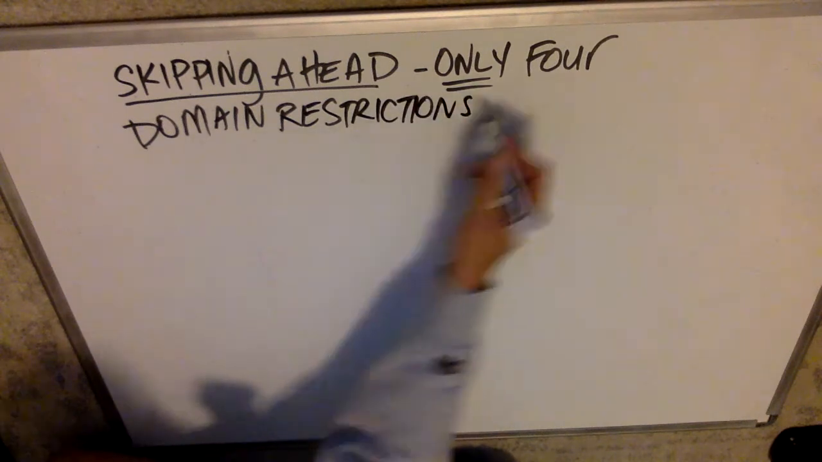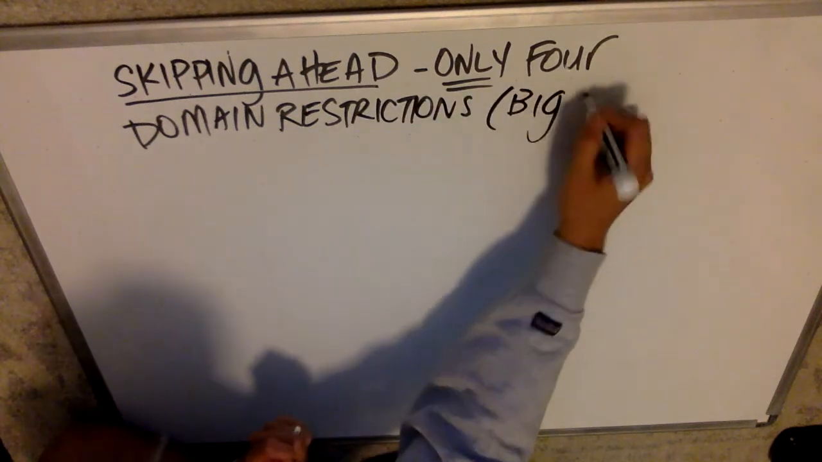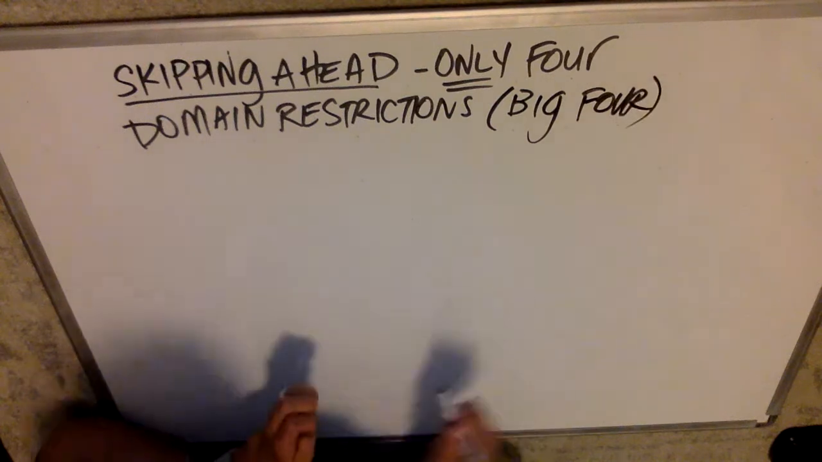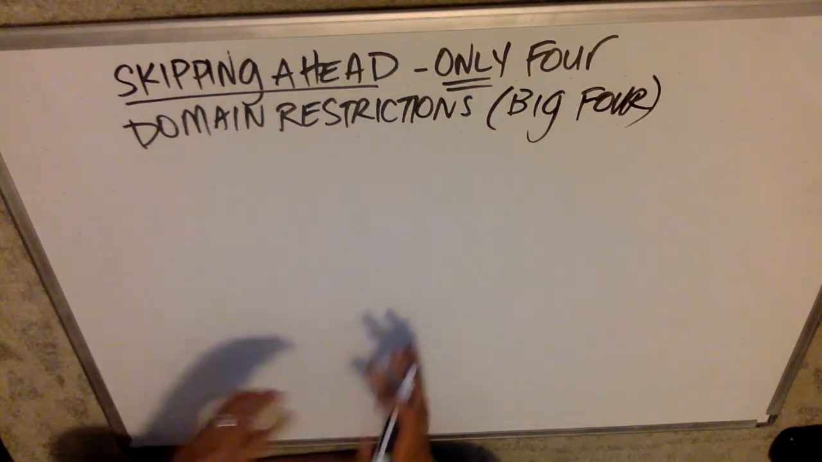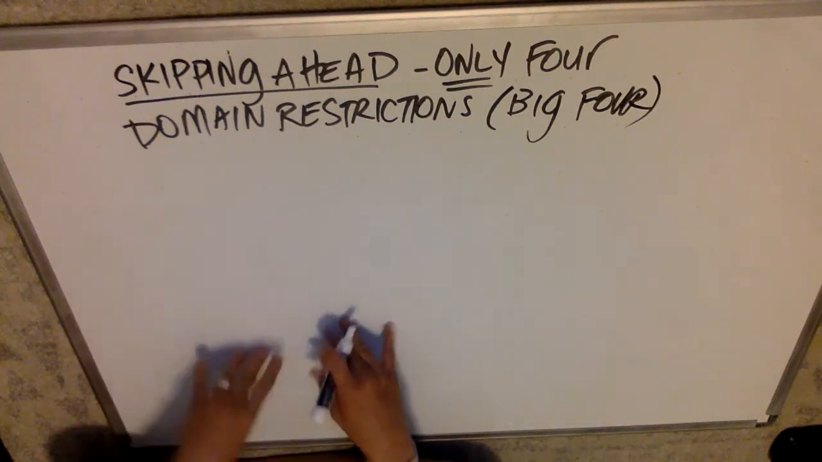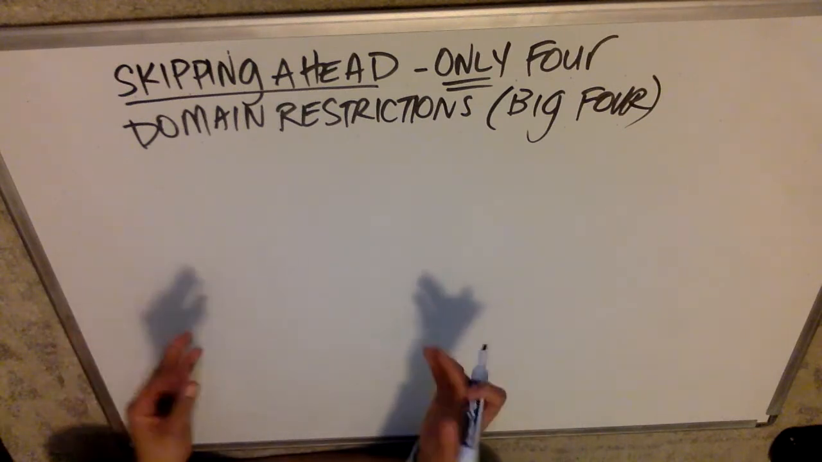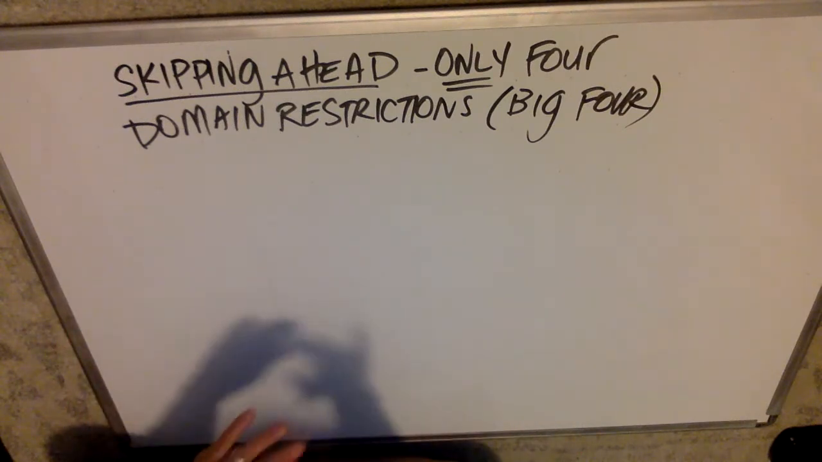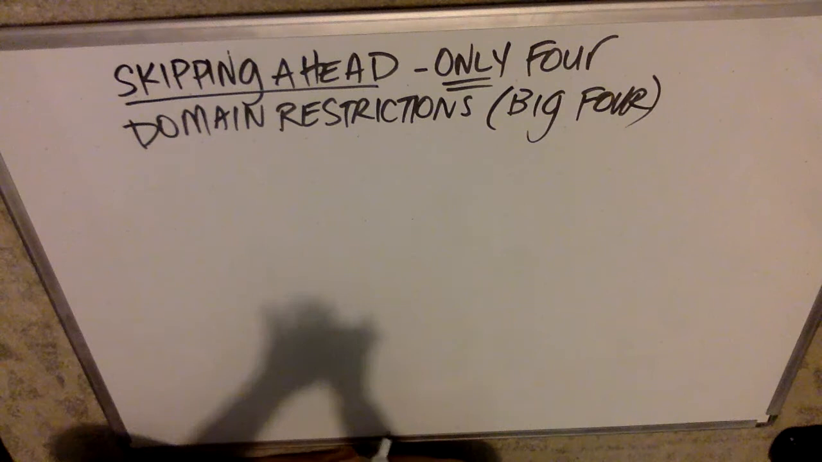Okay, and so I always call these the big 4. Now, you don't know enough to do a lot of them yet, but I'm going to show you what all of them are, and then as we come across them in the curriculum, because we will come across all of these over the course of this class, when we come across them, I can say, hey, remember when we discussed the big 4 domain restrictions?